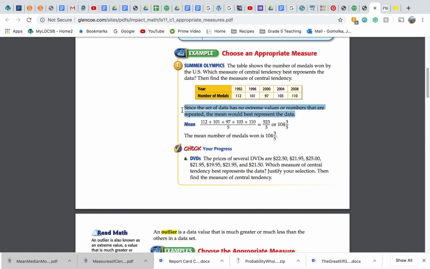I will tell you, if you're very torn between mean and median, and the sets of numbers kind of work for both, I would go with mean. Mean is usually the best use of central tendency because it is the average of them all added up together and divided evenly. So if you're really torn between mean and median, go with mean. However, if you have a set of data and there's one big extreme, then go with median.